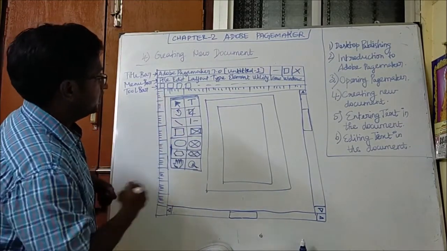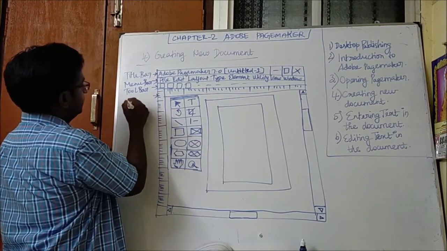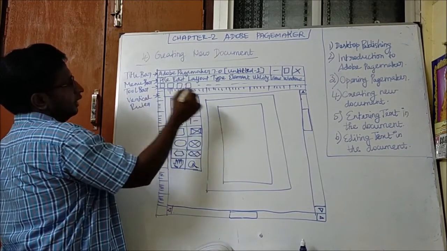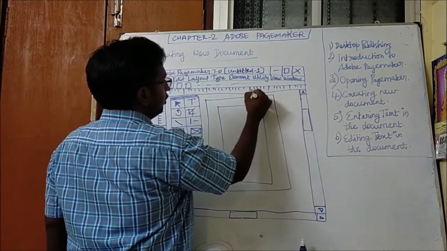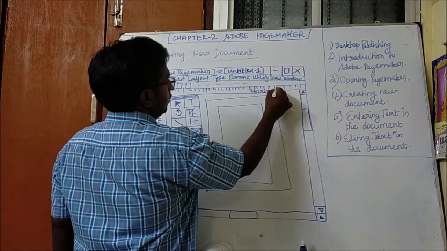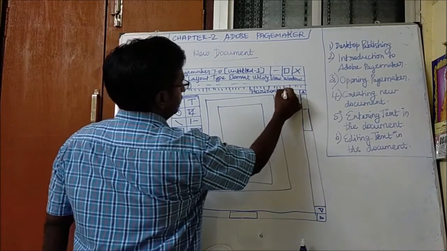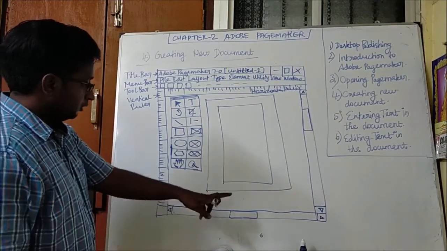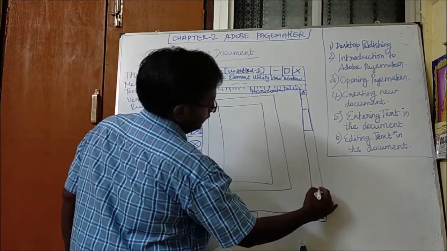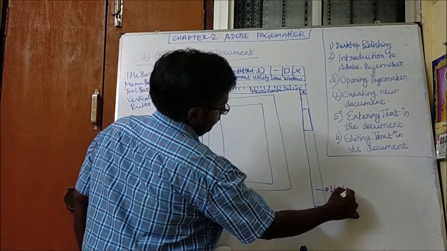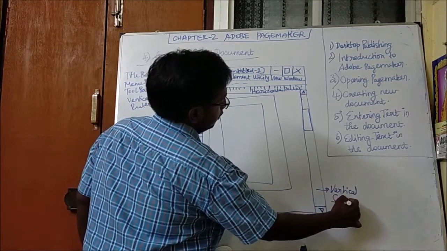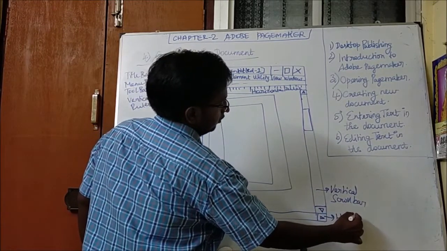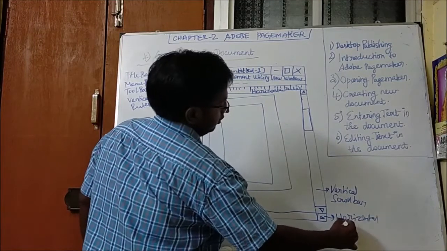So the next one we will be seeing is the ruler. This is the vertical ruler, and this one is the horizontal ruler, and at the bottom you will be seeing two scroll bars. One is the vertical scroll bar and another one is the horizontal scroll bar.